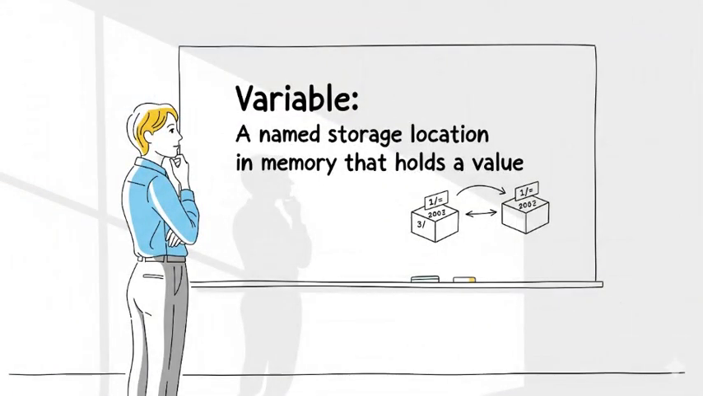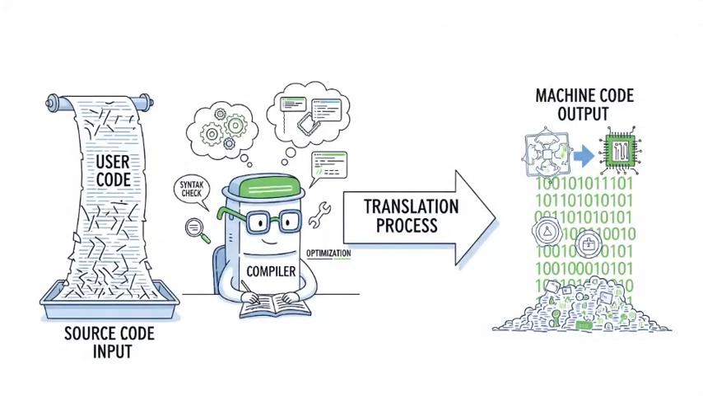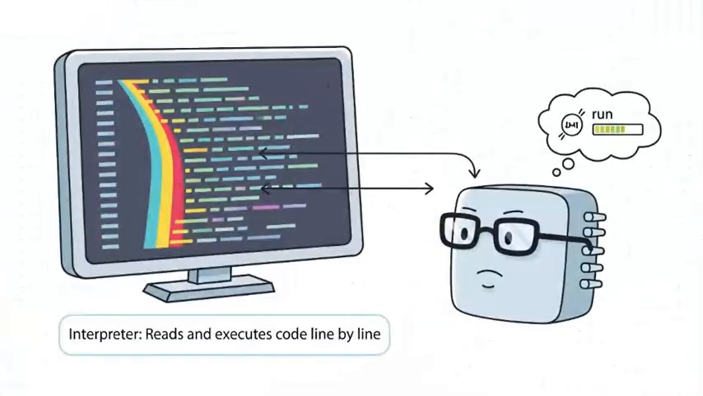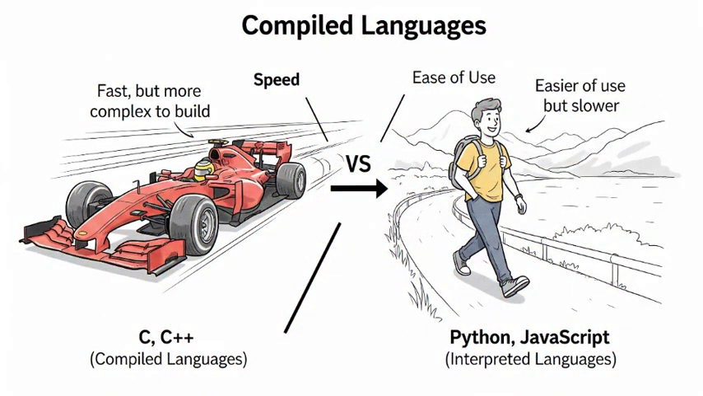So let's start with the clean definition. A compiler is a program that takes all of your code and translates the entire thing into machine code before it runs. Once that translation is done, the program executes lightning fast because your computer already has the instructions ready to go. An interpreter, on the other hand, works in real time. It reads your code line by line, translating and running it immediately. That's why compiled languages like C or C++ are super fast, while interpreted languages like Python or JavaScript are easier to work with but slower in execution.